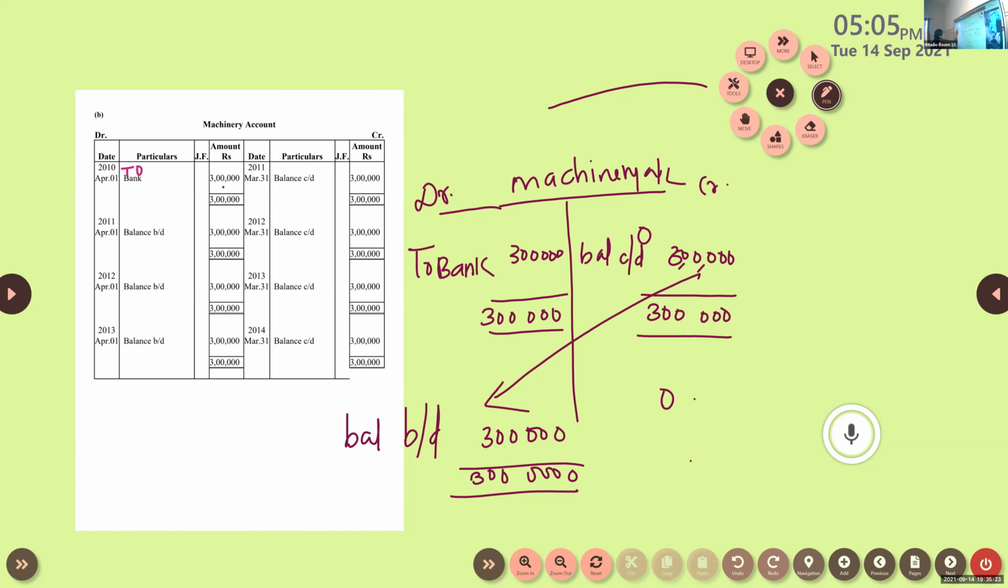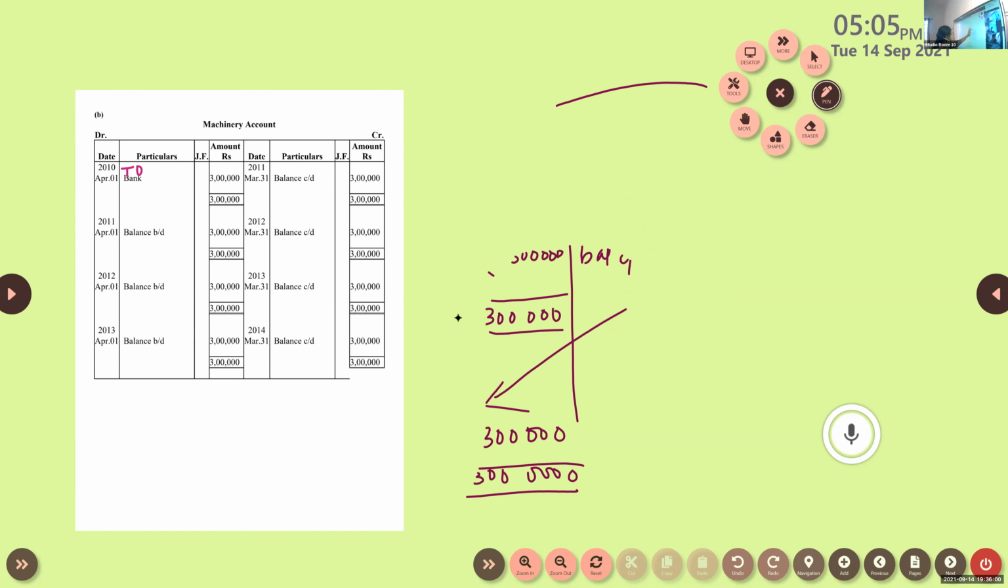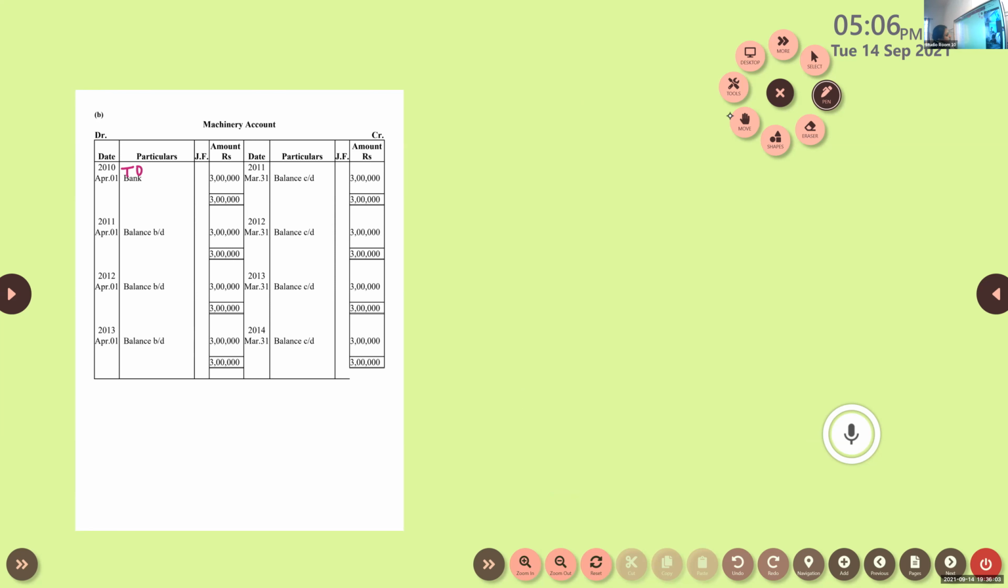See, so 3 lakh rupees. There is no other amount there. Balancing figure will be the same, brought down to the next year. Again, nothing is there. Balancing figure is 3 lakh. Coming down, again coming down. Throughout the 10 years, 10 years is the expected life. Here in the question, we are asked to prepare only for 4 years. That's why we stop here. So this is about the machinery account. I hope now it's clear. You get some idea.